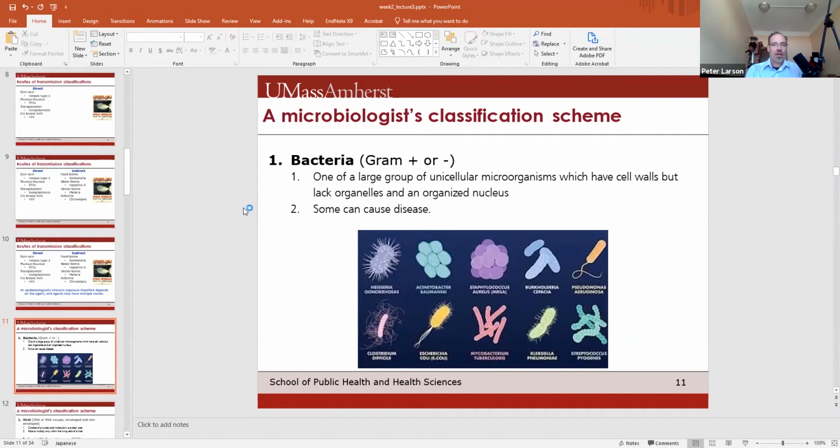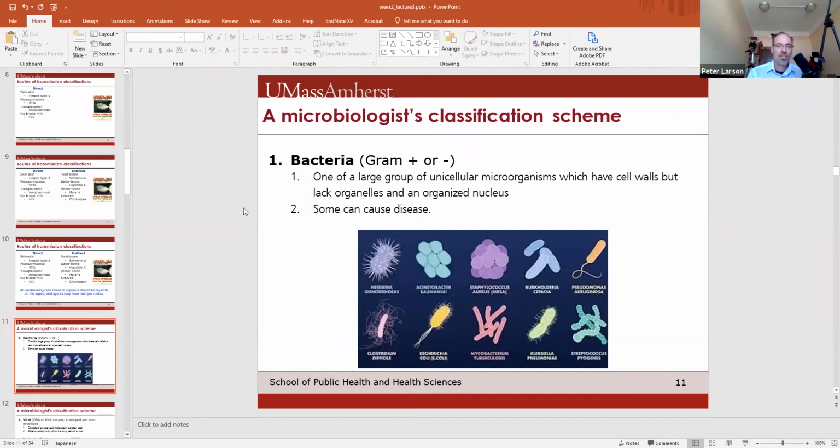So microbiologists classify pathogens into distinct groups. So I'm going to talk a little bit about what these groups are. The first one you already know about is bacteria. It's one of a large group of unicellular microorganisms which have cell walls, but lack organelles and an organized nucleus. Some can cause disease. Bacteria are important in that they are organisms that require sustenance, and they require sustenance to replicate. So they're really no different than organisms like ourselves. They're just less complex on a cellular level.